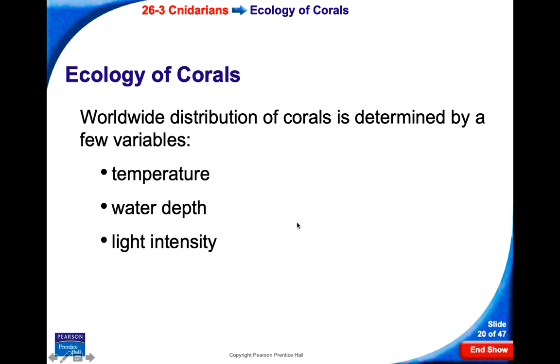So if you recall, for photosynthesis, in order for that to take place, sunlight is needed. That's a main component. And so if the water is too deep, you would have poor light in deeper water. That wouldn't be enough light for the algae to convert sunlight into food. And corals rely on a lot of these algae in order to get nutrients from that photosynthesis. Okay, so that's why we tend to see corals in very shallow waters.